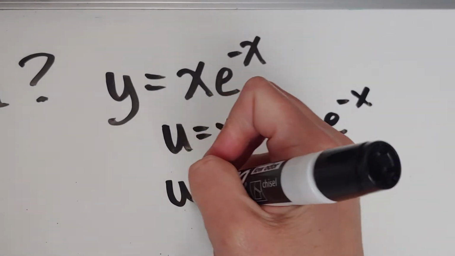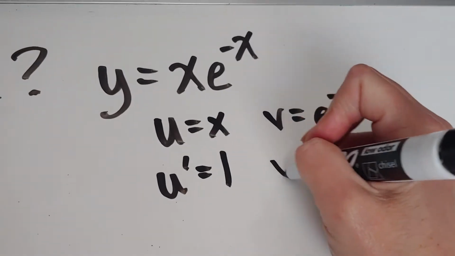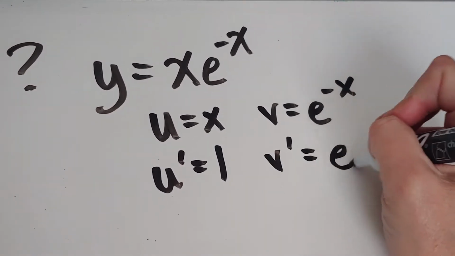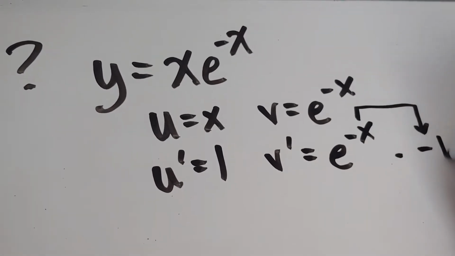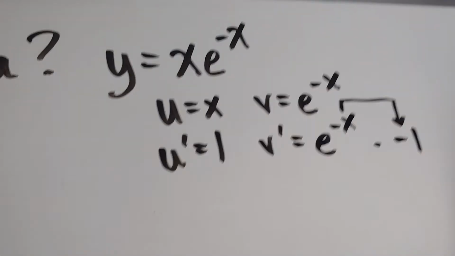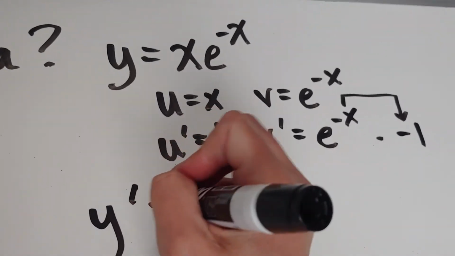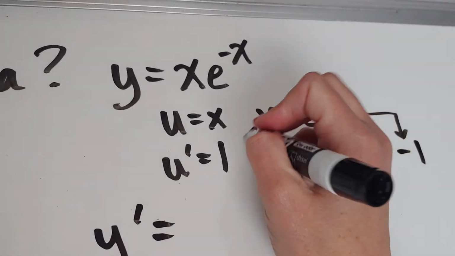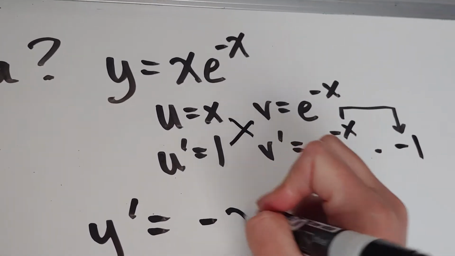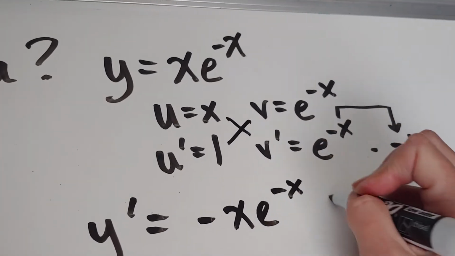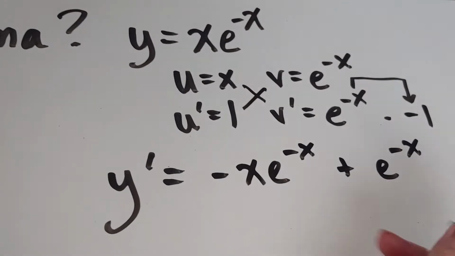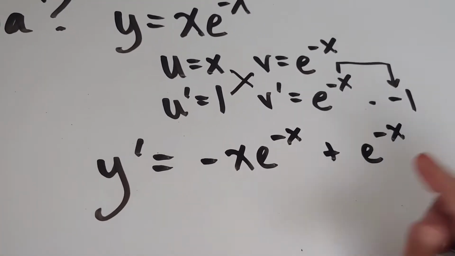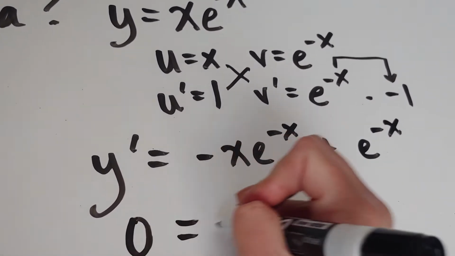Now, it's a product. So what that means is I'm going to have to use product rule. Okay, so the derivative of x is 1. The derivative of e to the negative x is itself times the derivative of the exponent, which is negative 1. All right, so that means that my derivative for this problem is negative x e to the negative x plus e to the negative x. Okay, now, to find my critical numbers, I've got to set this equal to 0 and solve it.